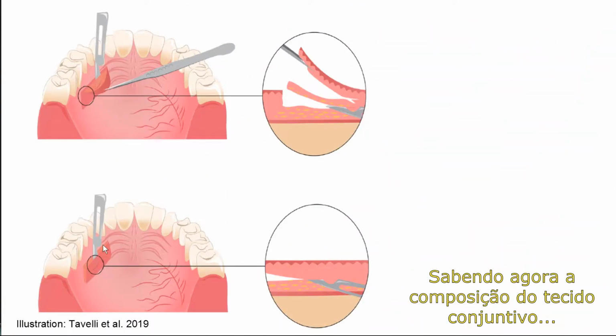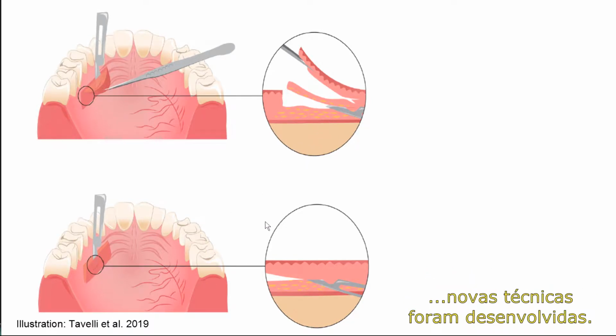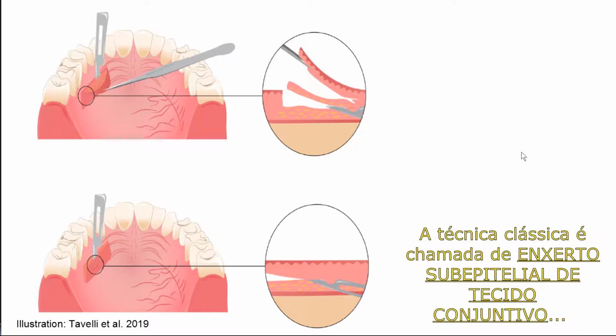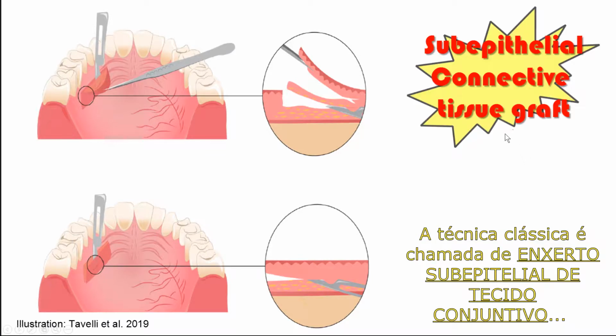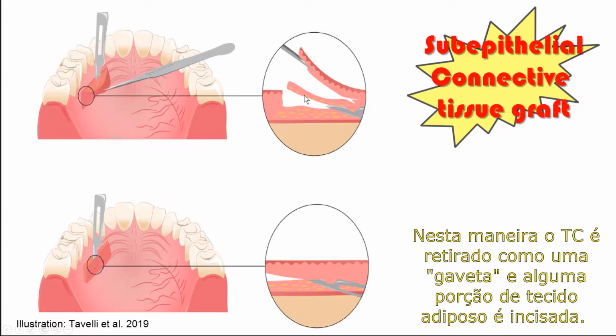Now, knowing the composition of the connective tissue graft and where the main tissues are located, new techniques are being developed. The classic technique was called the subepithelial connective tissue graft, where the connective tissue was taken underlying the epithelium. In this way, the connective tissue was taken as a draw, and some of the remaining fat tissue was also incised.